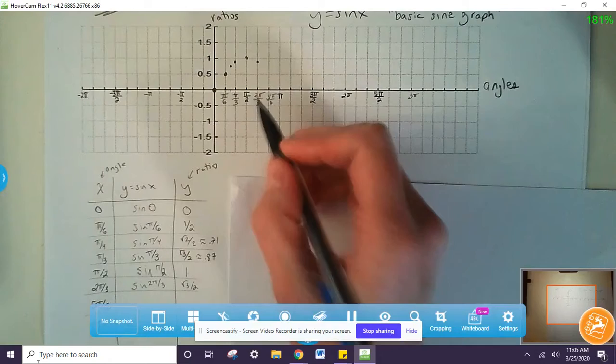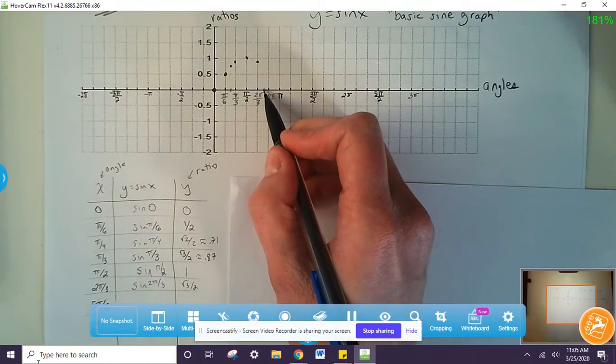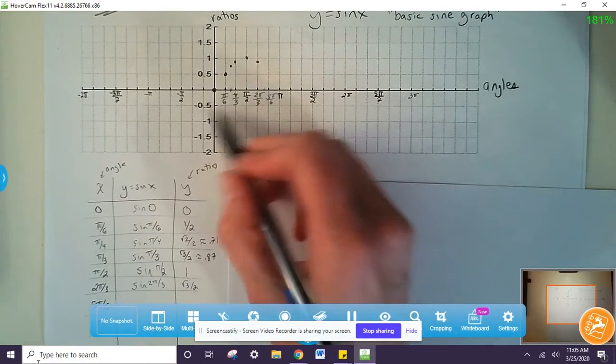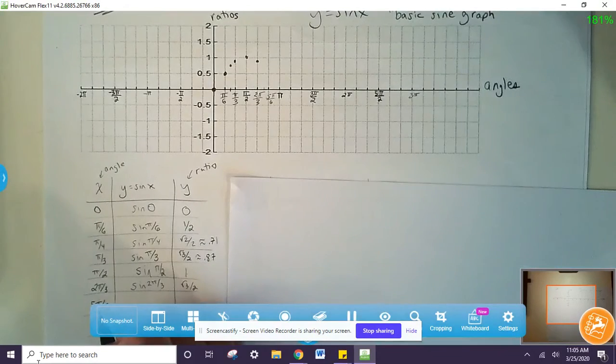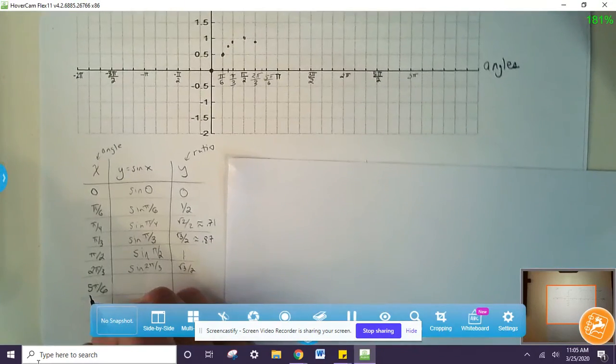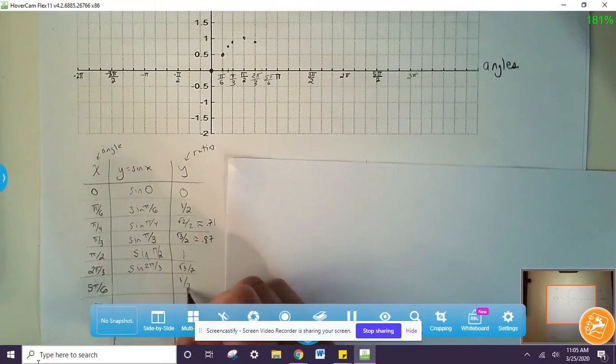And I'm going to go ahead and skip over. I know the next one on your unit circle is 3 pi over 4, but we don't have the pi over 4s listed here as tick marks on the x-axis. So let's jump to 5 pi over 6. So for 5 pi over 6, the sine of 5 pi over 6 is 1/2.